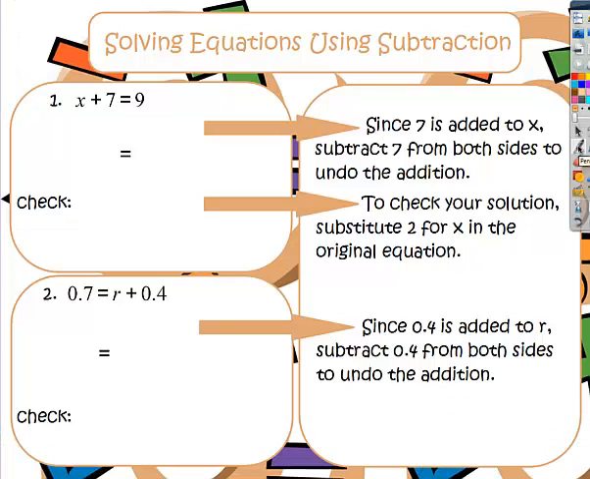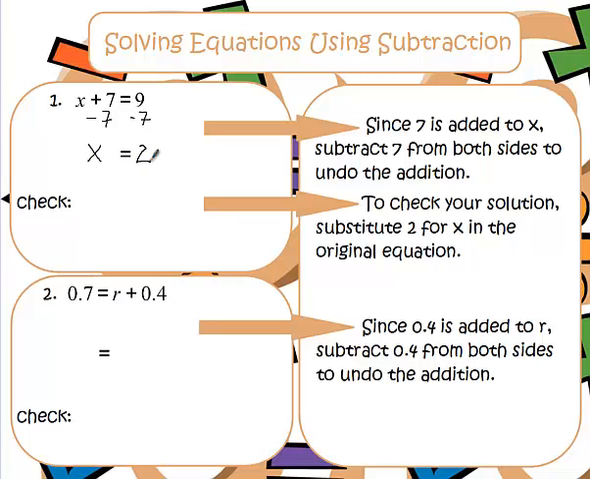So the next logical progression here is to solve equations using subtraction. Looking at number 1, I have x plus 7 equals 9. First, I notice there's a plus 7, so I'm going to subtract 7 from both sides. Whatever I do to one side of my equation, I have to do to the other. Since 7 is being added to x, we subtract 7 from both sides to undo the addition. So x plus 7 minus 7 is 0, leaving me with just x. And over here I have 9 minus 7, which is 2.